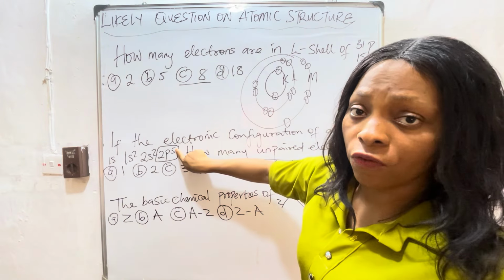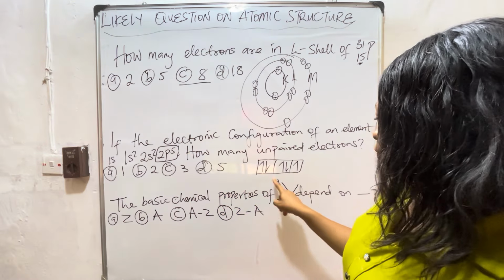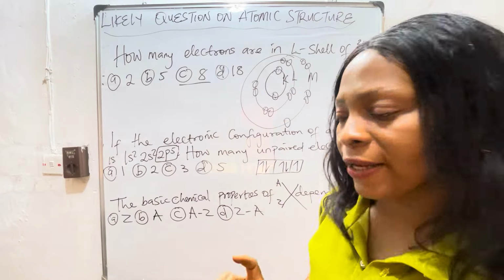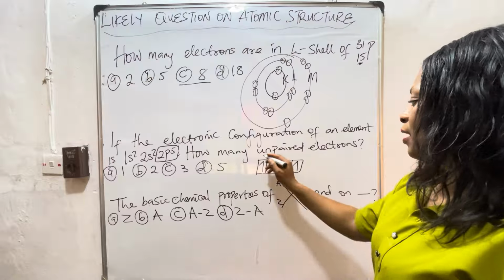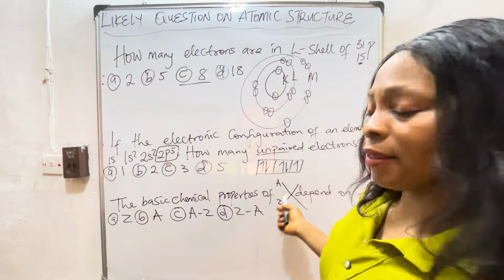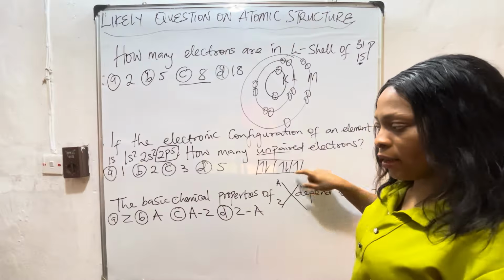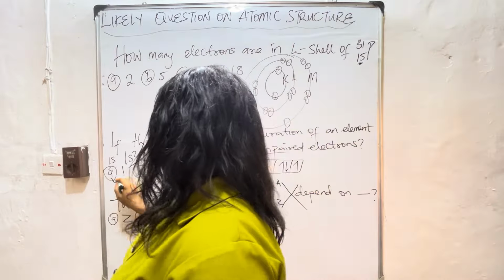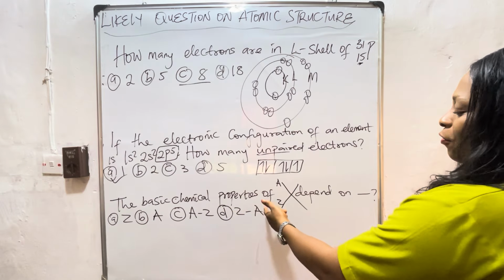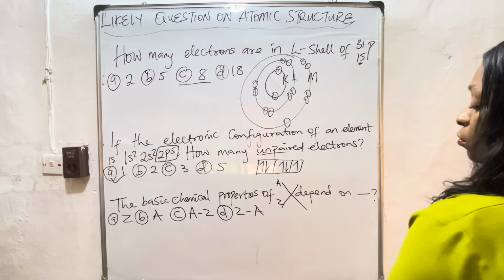Remember, this has 5 electrons, okay? So 1, 2, 3, 4, 5. You must do it singly before you begin to do what? Pair them. Now, unpaired means the one that is free, the one that is single. Where are the single electrons here? How many? 1. So what's the answer? A. Isn't that simple?